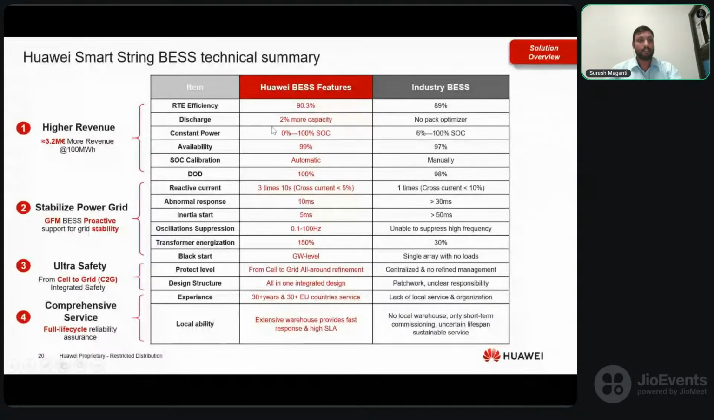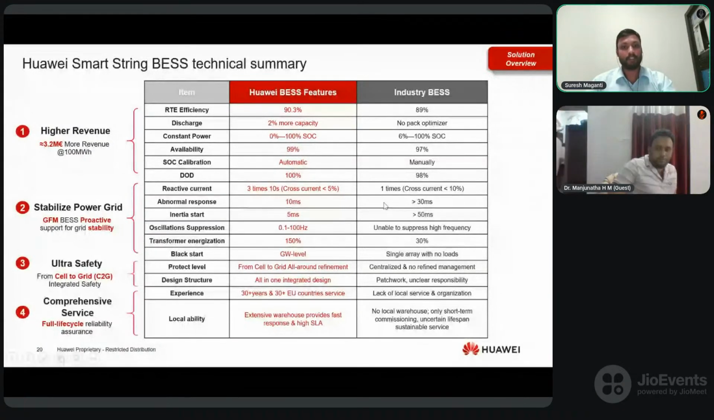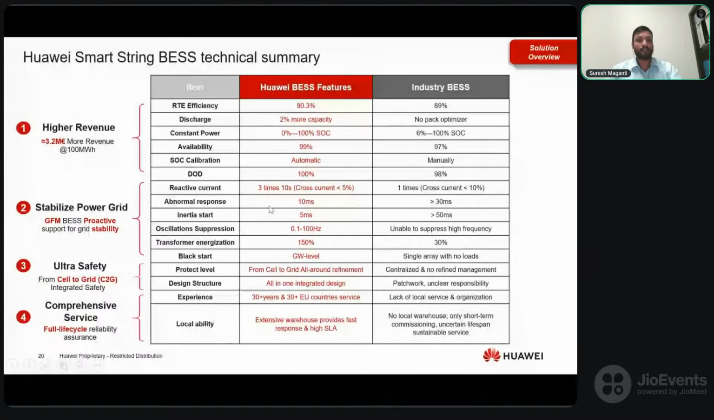So with this, the total revenue will be saved per 100 megawatt hour plant. Coming to the stability of the grid aspects, this will provide 3 times reactive power to the system, so that it will support the short circuit capacity of the system to improve its strength, and that is far better than others. And this can be adjusted based on the grid requirements as well as the grid operator's requirement.